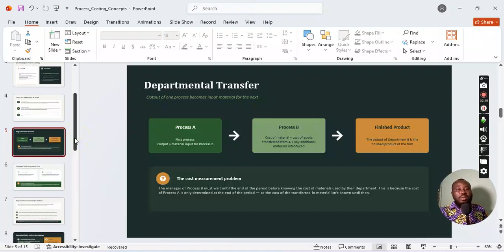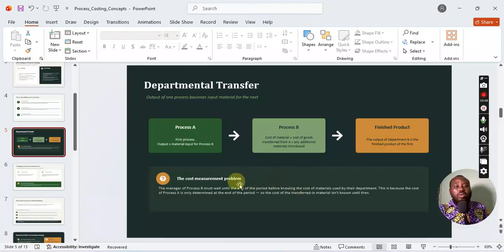Now when we look at process costing, as you can see in this diagram on the screen, the output of one process becomes the input to another. As we can see on the diagram, we have two processes, process A and process B. The first process, process A, has an output that equals the material input for process B, because we are transferring this material input to process B. The cost of material in process B equals the cost of goods transferred from process A, plus any additional material cost that we incur in process B. The output of department B becomes the finished product of the firm.